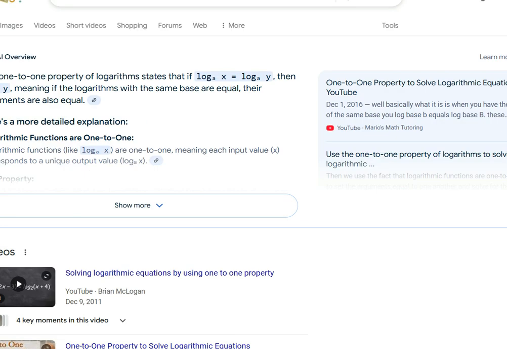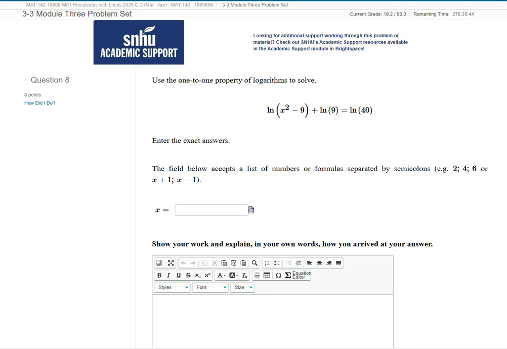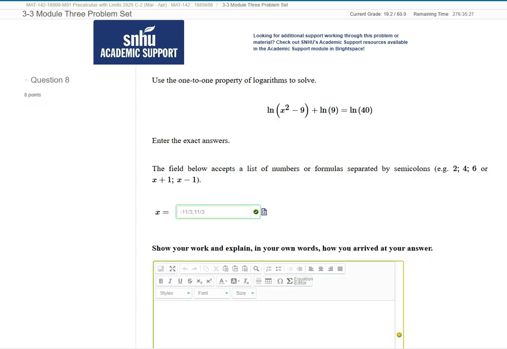So let me go back here and separate your answers by semicolons. So negative 11 thirds; 11 thirds. Booyah! Got him right.